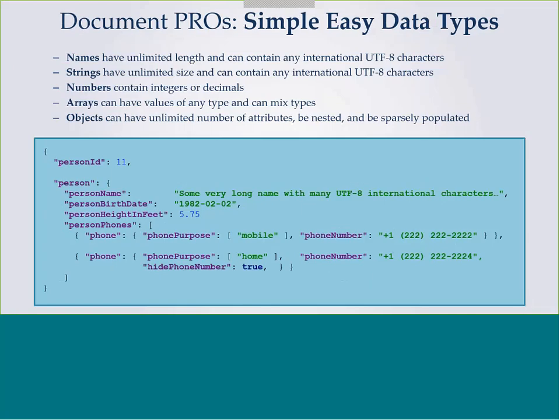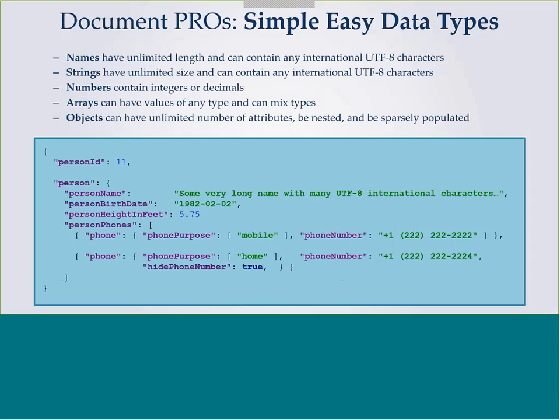Another pro is simple, easy data types. Unlimited string length. You don't have varchar in Oracle and SQL Server with 4,000 character limits. You can have megabytes. You don't have to go to a separate glob or blob to store those kinds of things. It's just built in. Strings are long. Names of things are long. You can have a megabyte name of something. Probably don't usually do that, but you can. You don't have to abbreviate down to 30 characters.